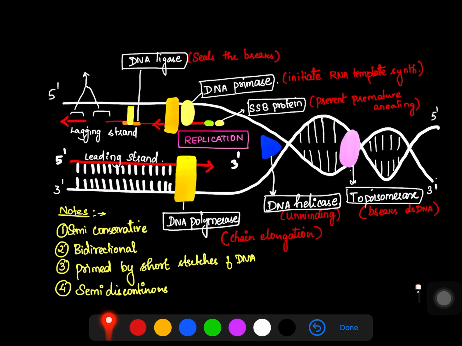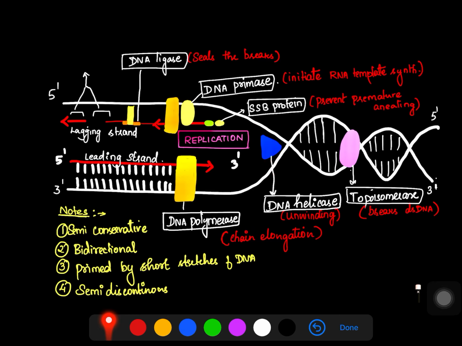First we will see the enzymes involved in DNA replication. First, the DNA has to unwind itself. For unwinding, we need 2 enzymes: DNA helicase and DNA topoisomerase. The function of DNA helicase is unwinding of the strands. The function of topoisomerase is to break the double-stranded DNA when needed. This unwinding site is called the replication fork.